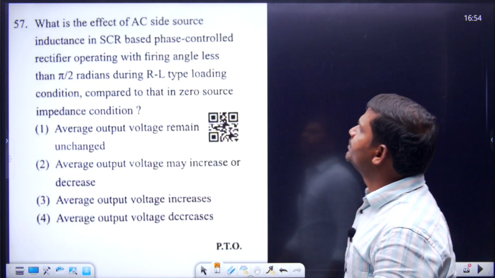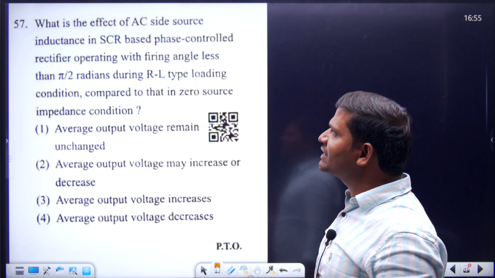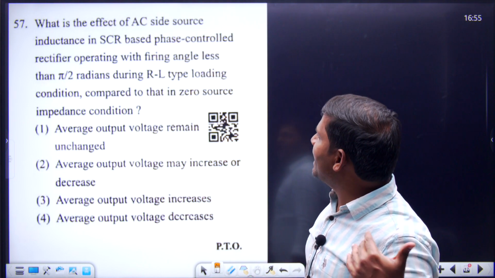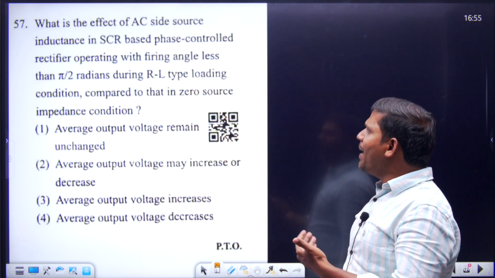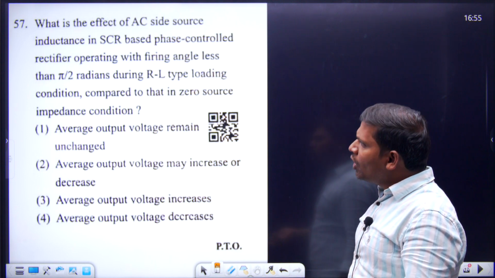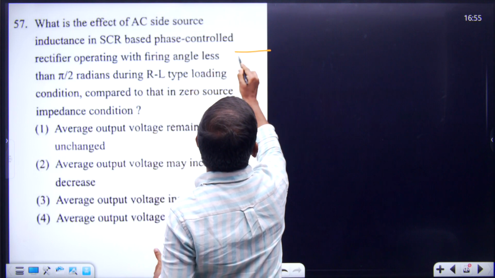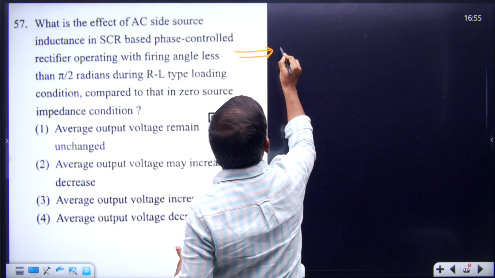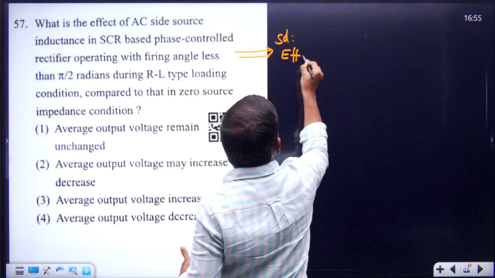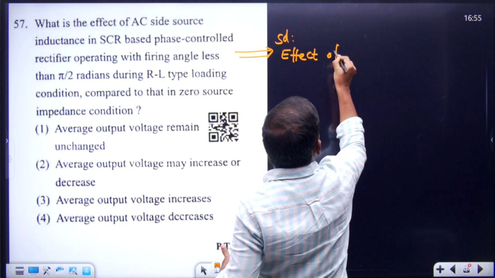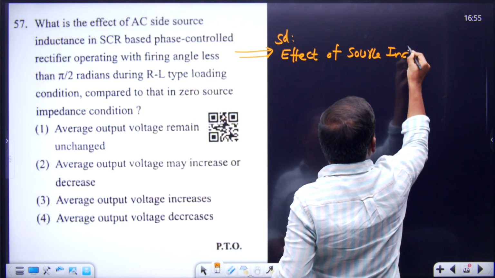See one more question. What is the effect of AC side source inductance in an SCR based phase control rectifier with firing angle less than 90 degrees during RL type loading condition, compared to that in zero source impedance condition? This is a question based on the effect of source inductance, friends. I think all of you know this well, students.